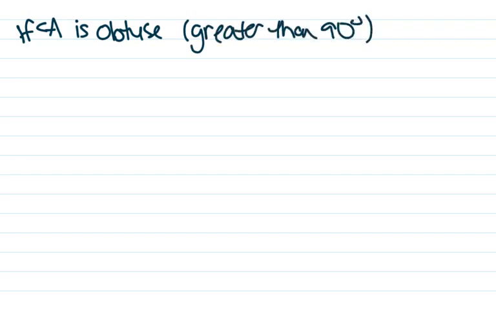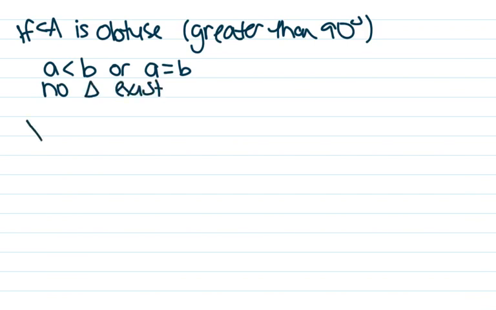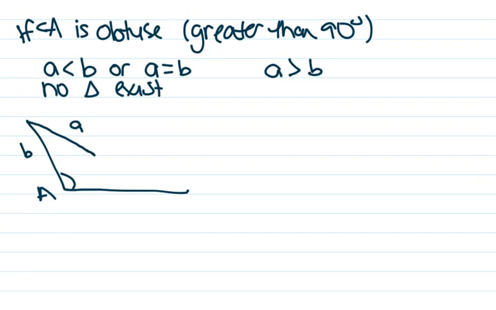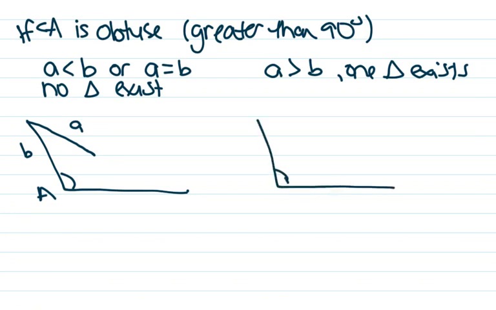If angle A is obtuse, so that means greater than 90, then there's two cases. So the first case is if a is smaller than b or a is equal to b, then no triangle will exist. So this is an obtuse angle, so it opens like that. That's angle A, this is b. If a is smaller than b, then it can't reach the end here, so there will be no triangle. And the other option is if a is greater than b, then there will be one triangle. That's the regular one, this is b, and a is longer than b, so that one triangle exists.